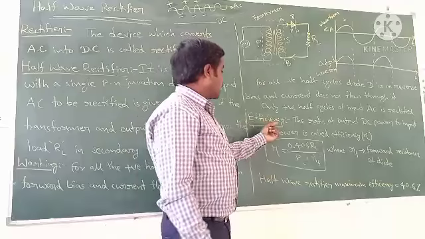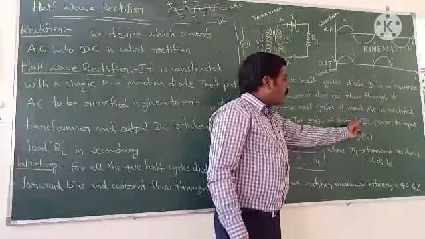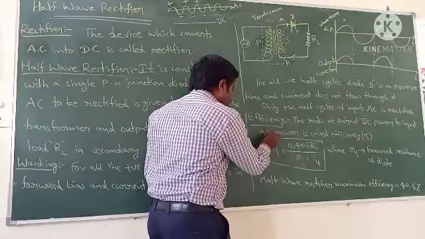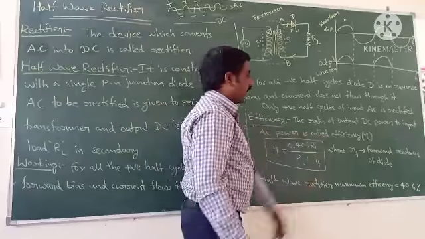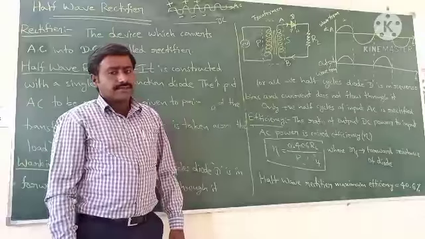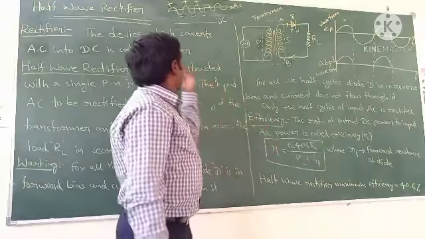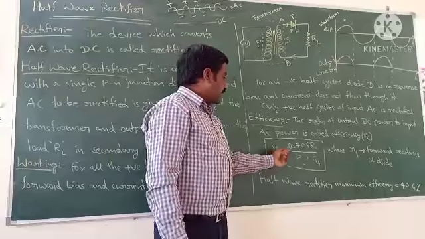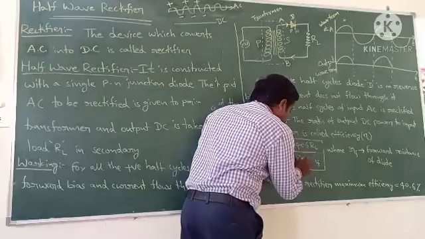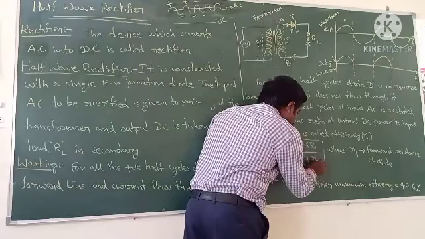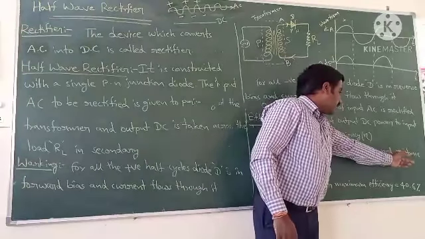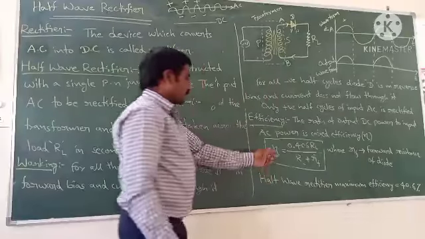And the efficiency is defined as the ratio of output DC power to input AC power. The ratio of output DC power to input AC power is called efficiency, and the formula for efficiency in the half wave rectifier is 0.406 RL by RL plus RF, where RF is called the forward resistance of the diode. So this is called the efficiency formula.